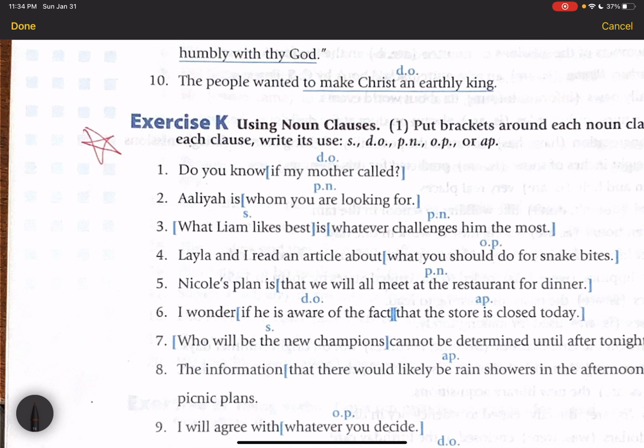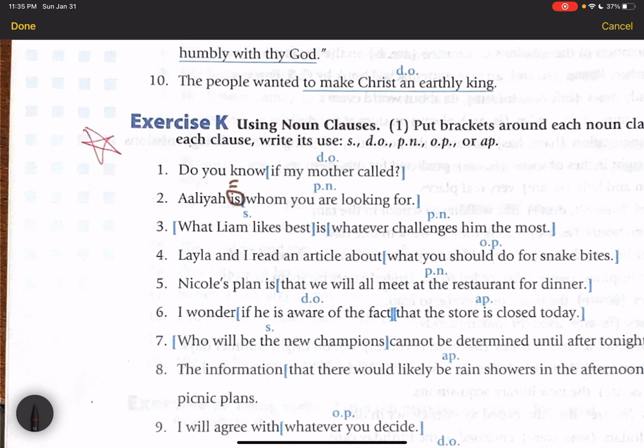Number 2, Aaliyah is whom you are looking for. Here, it's the predicate nominative because it's following a to be verb and is identical to the subject. And the clause is whom you are looking for.